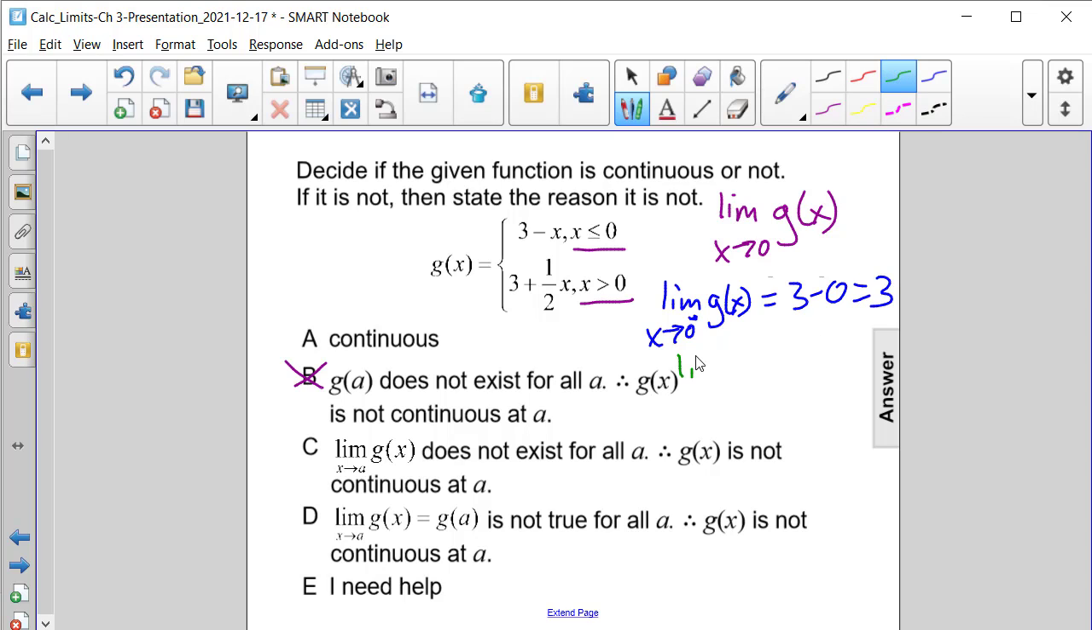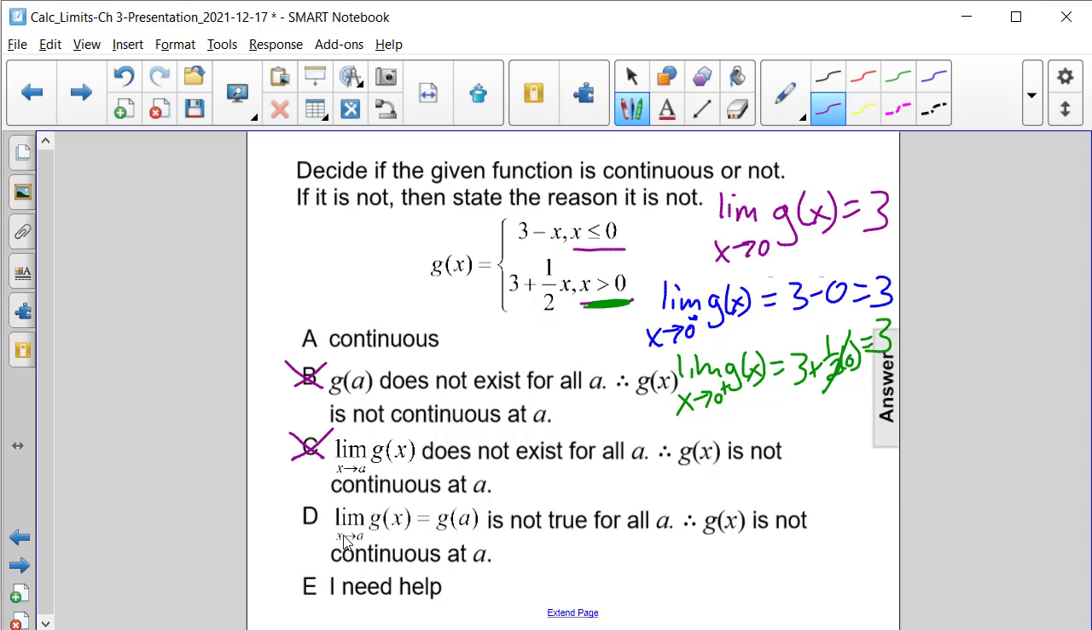Now let's see what the limit of g of x as x approaches 0 from the right, or this piece, is equal to. We have 3 plus 1/2 times 0, which is 1/2 times 0 is 0, and 3 plus 0 is 3. So these two are both the same. So therefore, the limit of g of x as x approaches 0 is 3. So this does exist for all a values. So answer choice C can be ruled out also.